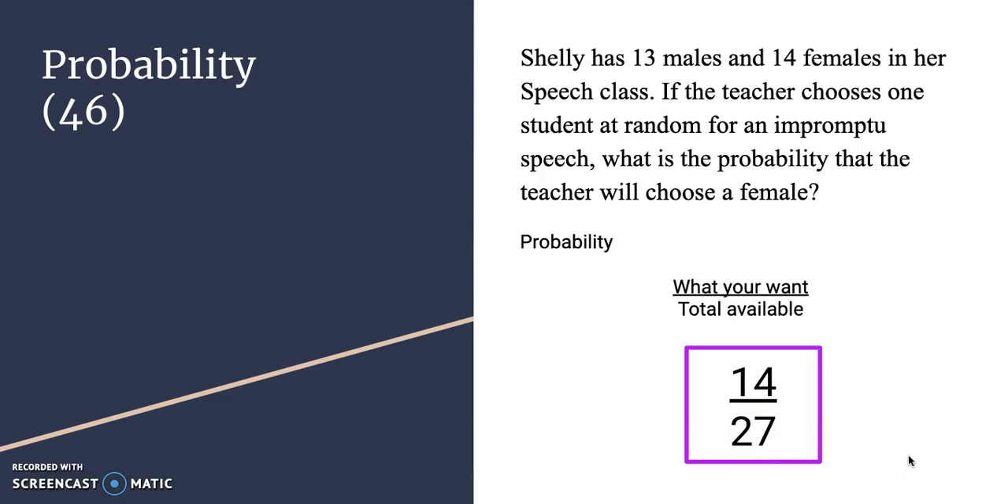With probability, again, you must simplify, so I have to ask myself, can 14 over 27 be simplified? In this case, the answer is no, so that's my final answer. So that means they have a 14 out of 27 chance to draw a female out of the entire class.